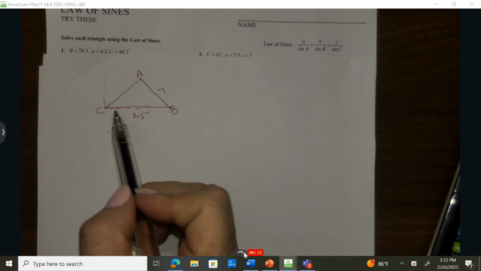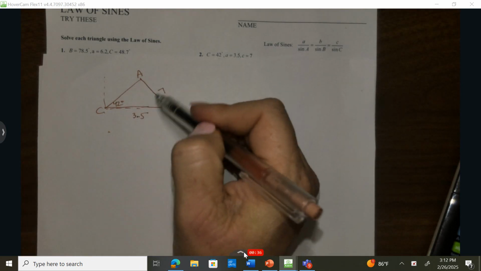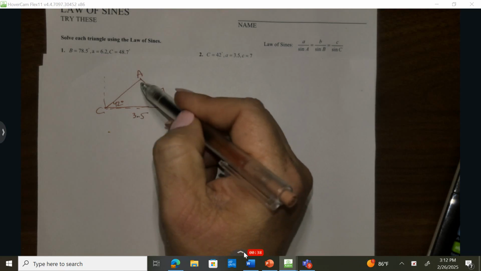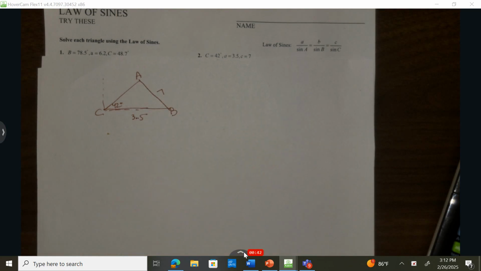So just keep in mind here that we know this is 42 degrees and across from it is 7. And across from A is 3.5. That means angle A has to be significantly smaller than angle C. Keep that in mind. The next thing we're going to do is look at this to decide, should I use law of sines?